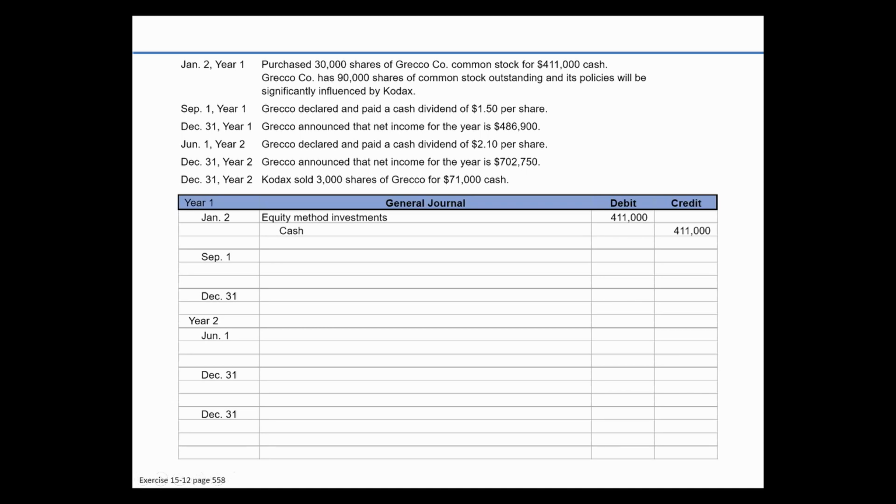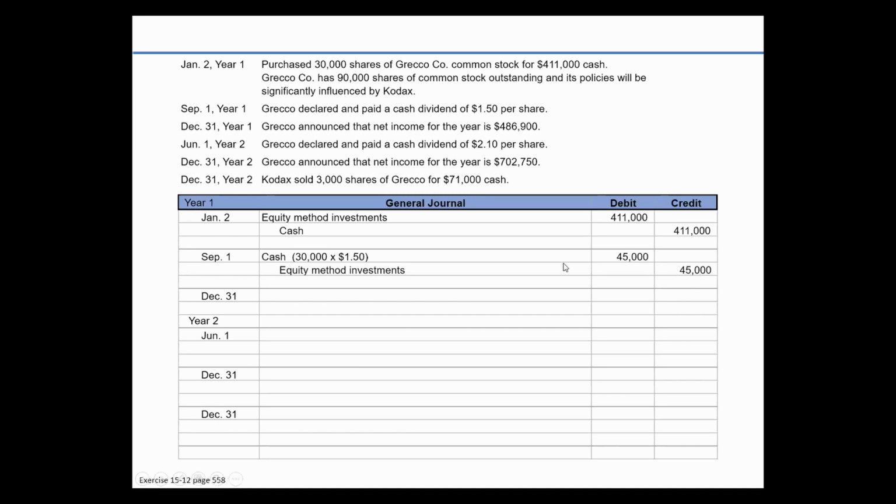Okay, very similar to what we've been discussing before when we purchase a security. Now, on September the 1st, Greco declared and paid a cash dividend of $1.50 per share. So we have cash, the amount of $45,000, because Kodak's owns 30,000 shares, and they're receiving $1.50 per share. So they receive cash, the amount of $45,000, and then equity method investments we would credit for $45,000.